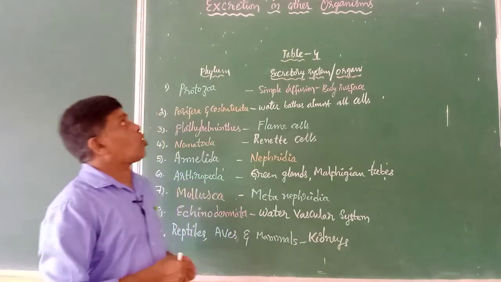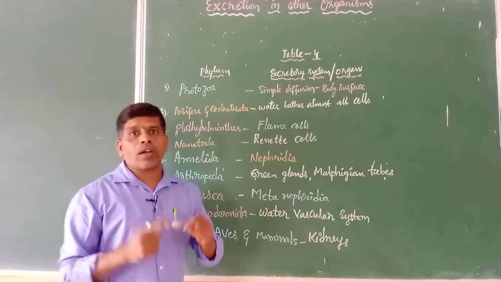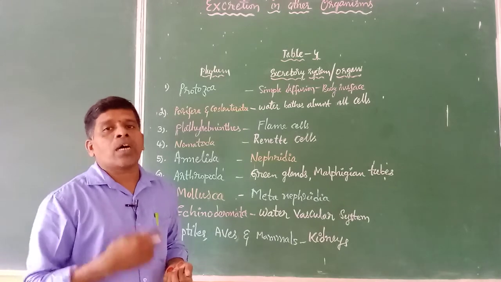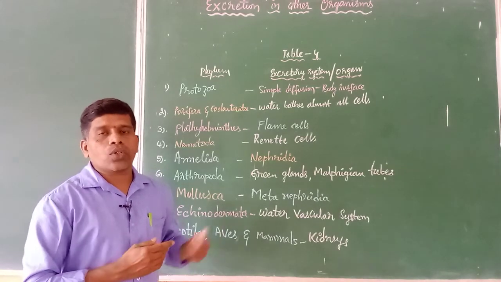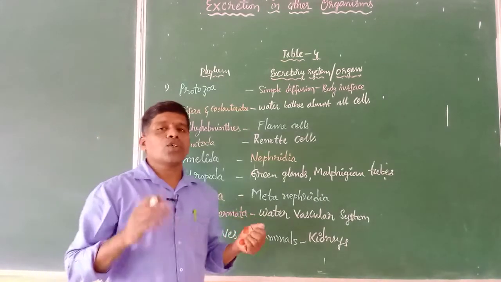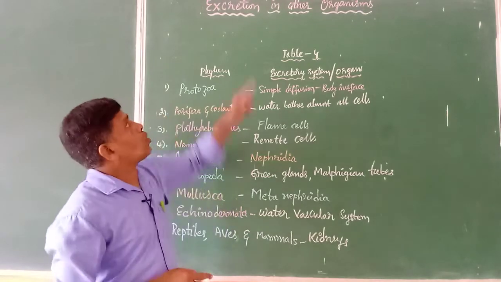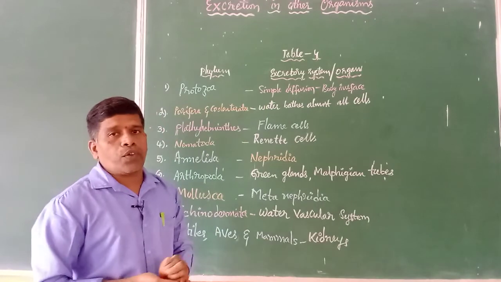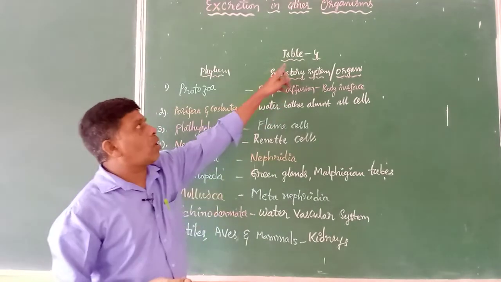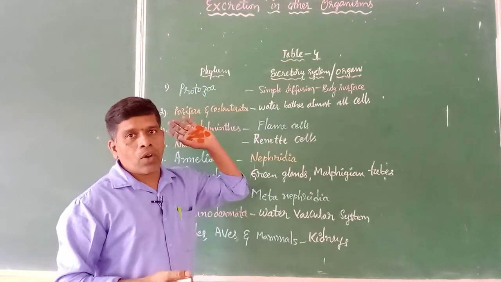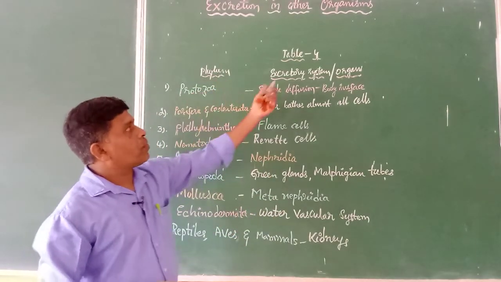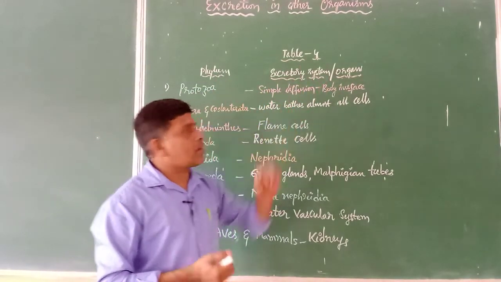Now, in today's topic, let us see what type of excretion or what type of excretory organs are present in other organisms. So far, what we have discussed is the human excretory system, right? So today let us see the excretion in the other organisms. If you look in the textbook, you have table number 4 given, a list of organisms with phylum name and excretory system or organs given.